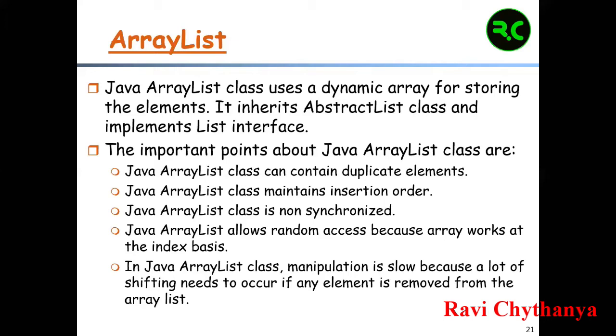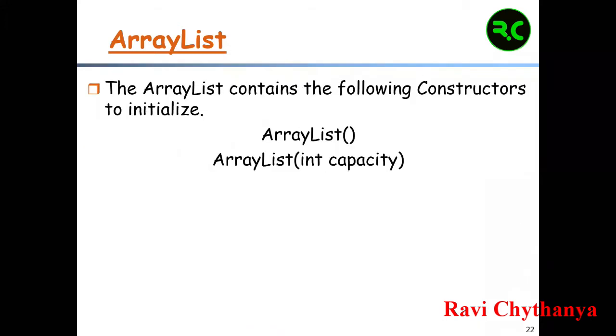It is going to use a dynamic array, and for that purpose it allows random access of the elements. Java ArrayList manipulation is slow because a lot of shifting needs to occur if an element is removed from the array list, since it uses a dynamic array. But with the linked list, manipulation is very fast, because there is no shifting of the elements when an element is removed. So this is about the ArrayList class.